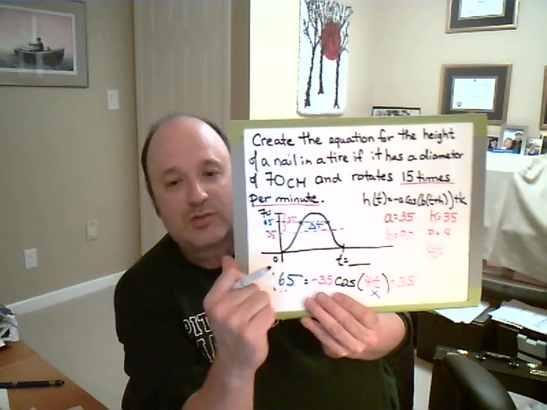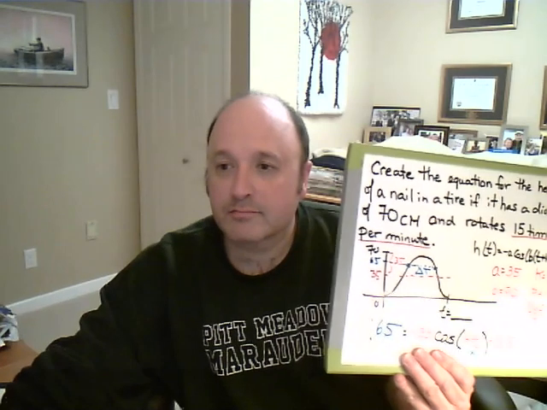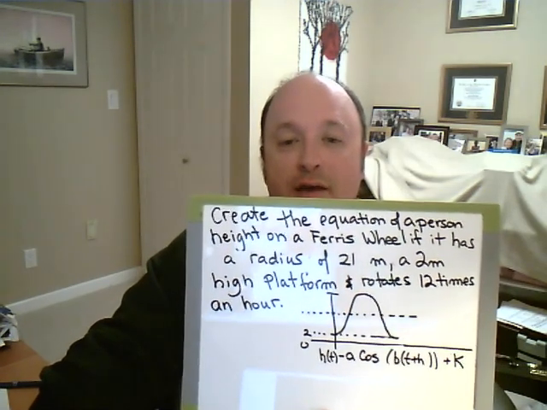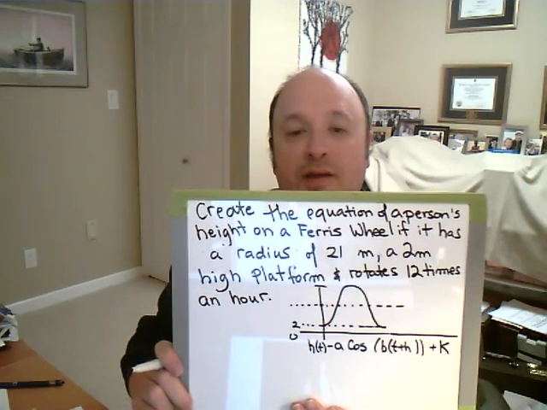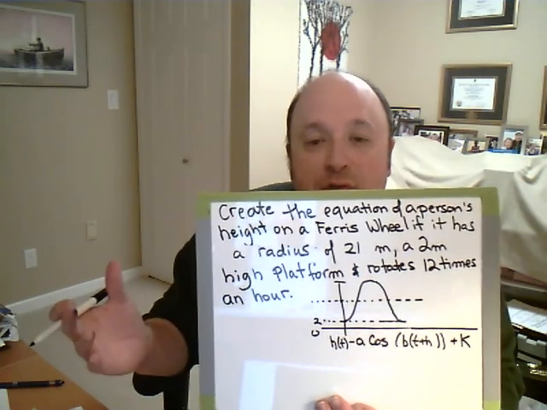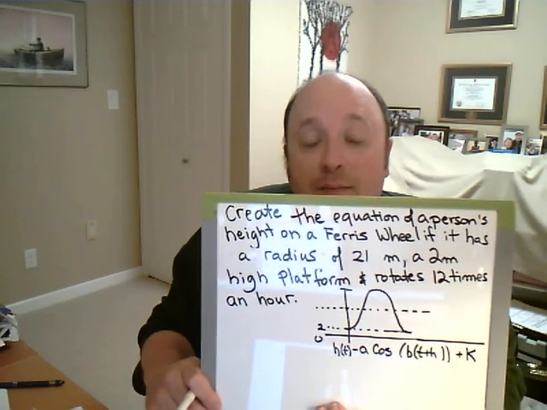So let's look at the last one, which will be a Ferris wheel. I'm asking you to create the equation of a person's height on a Ferris wheel that has a radius of 21 meters, a 2-meter high platform, so you get on 2 meters above the ground, and rotates 12 times an hour.